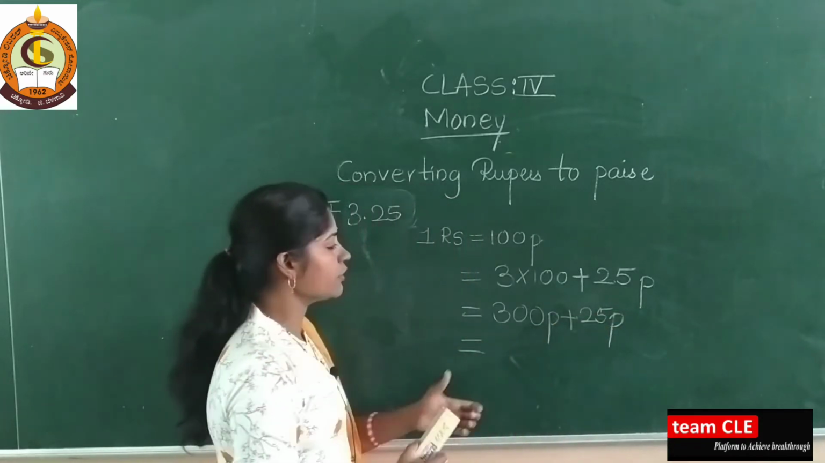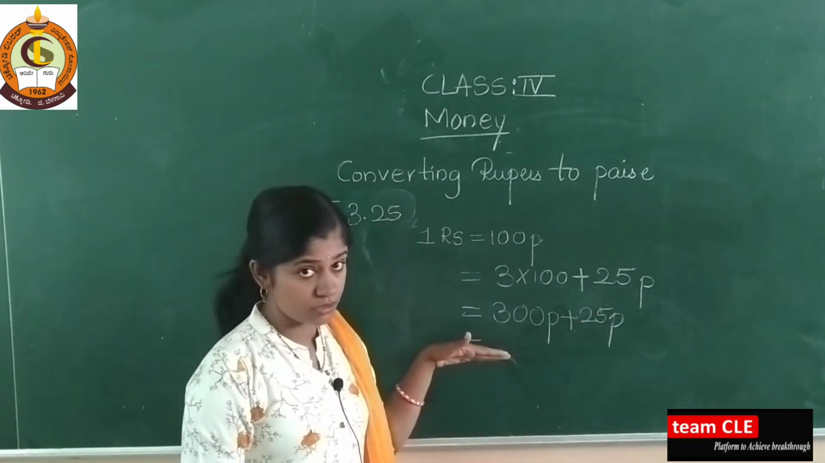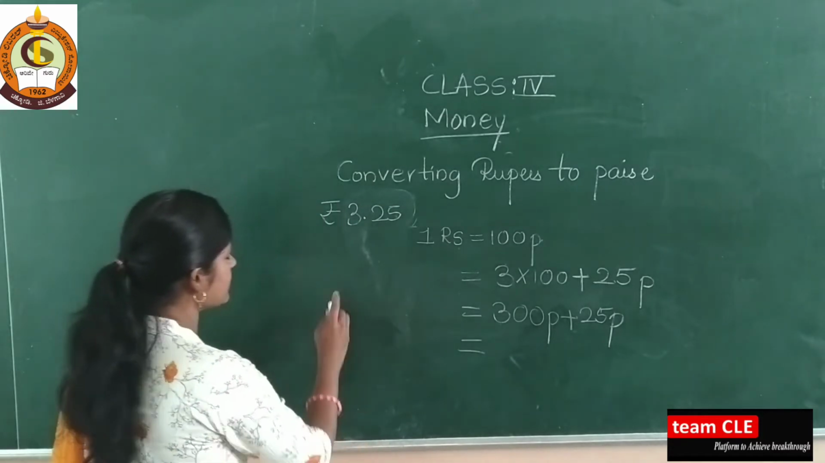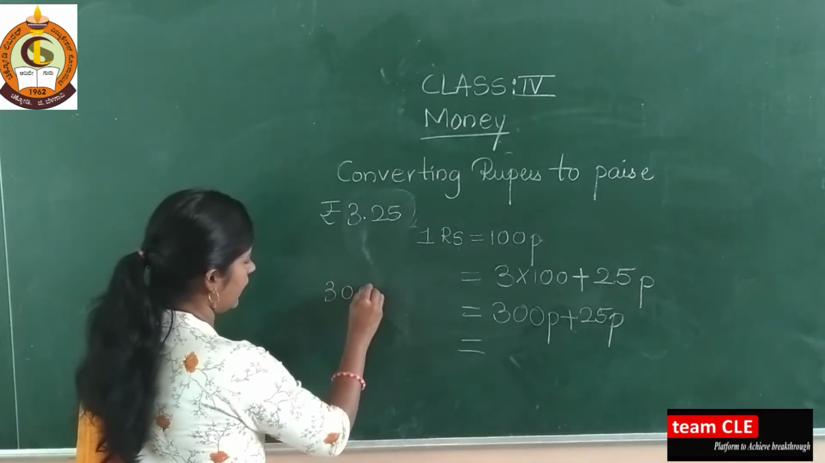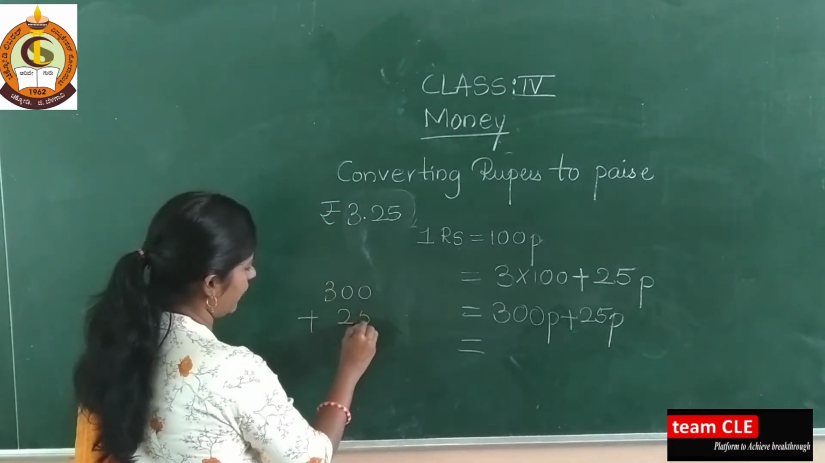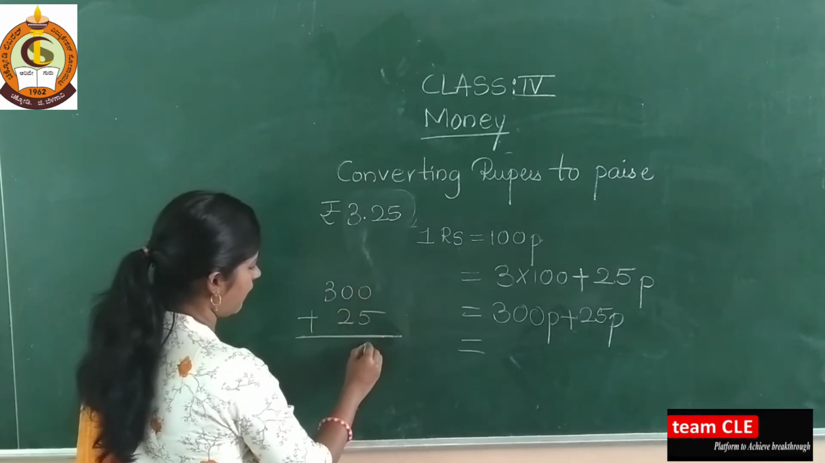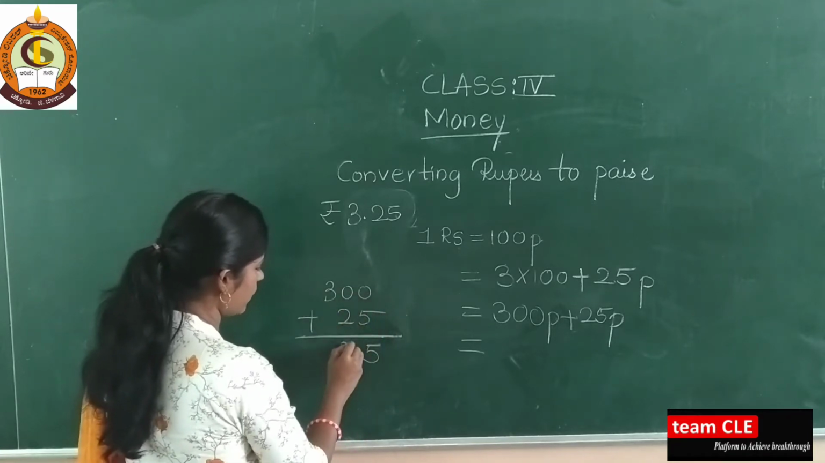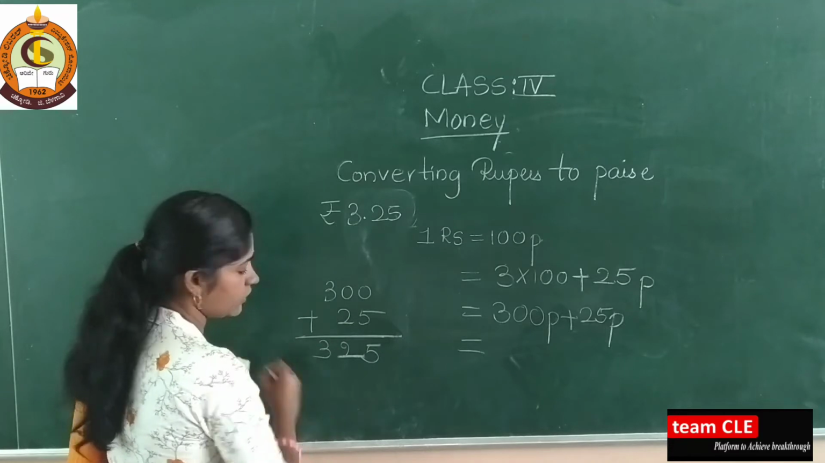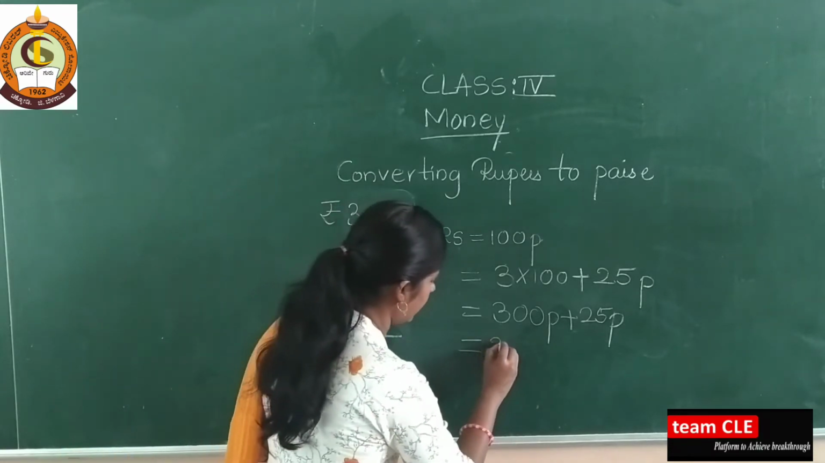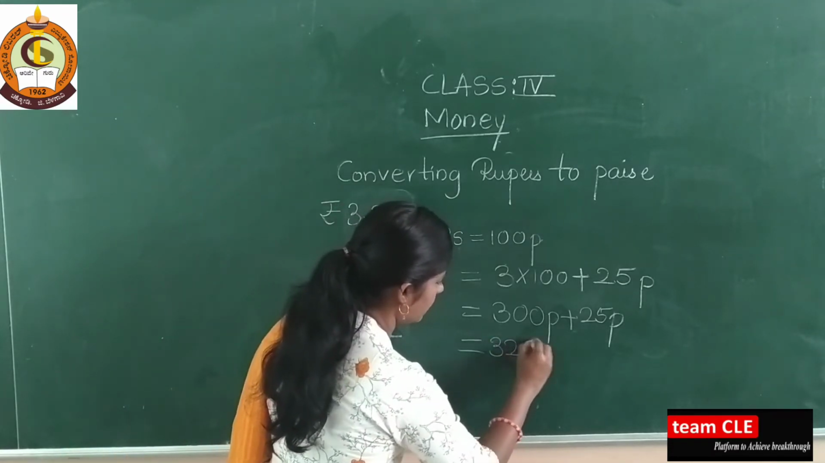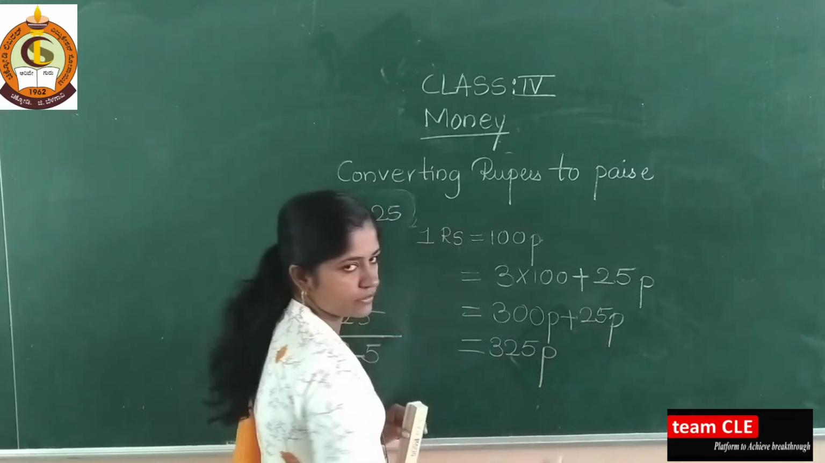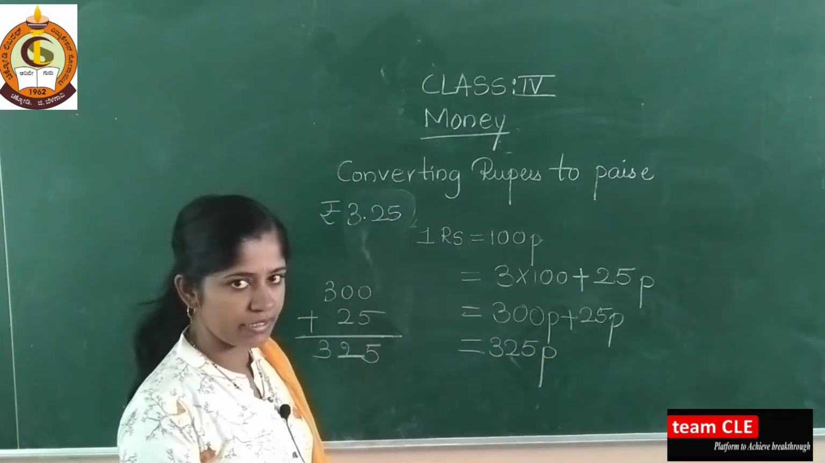Dear students, if you can't add this horizontally, do this as rough work. 300 plus 25. So add this. 0 plus 5 is 5, 0 plus 2 is 2, and this 3 you keep as it is and write here 325 paise. I hope you are getting my point.